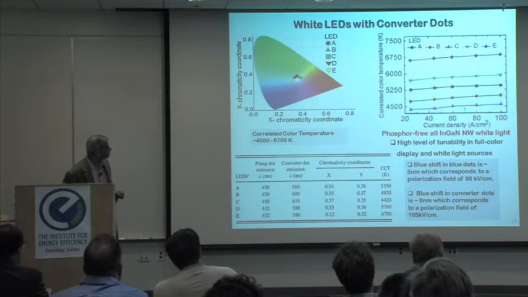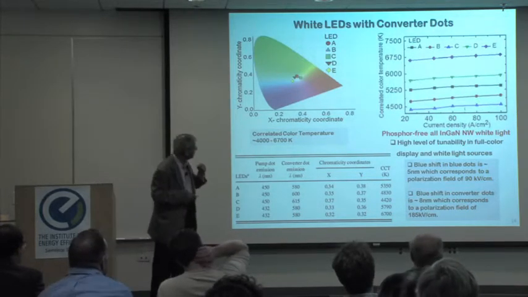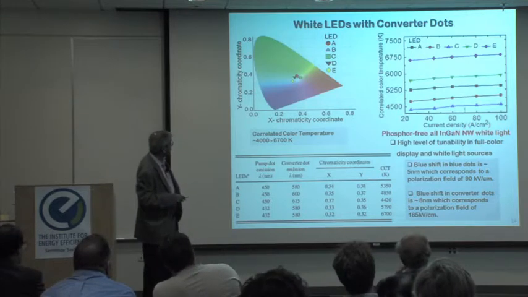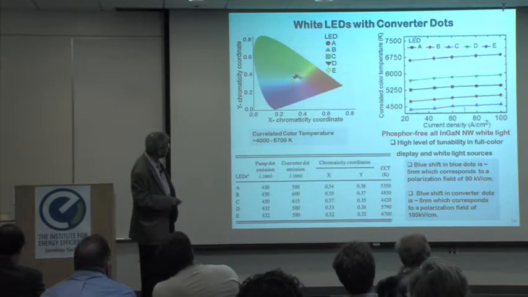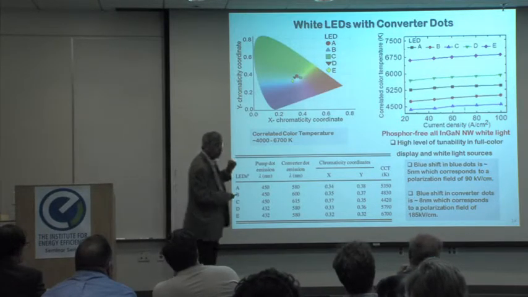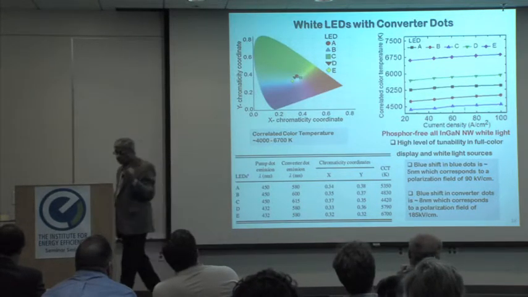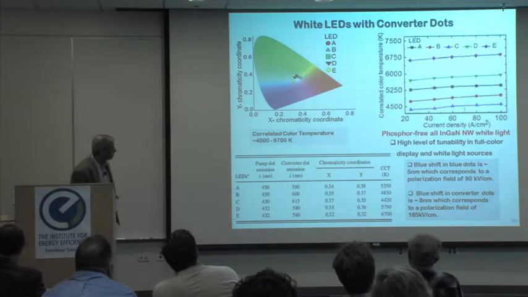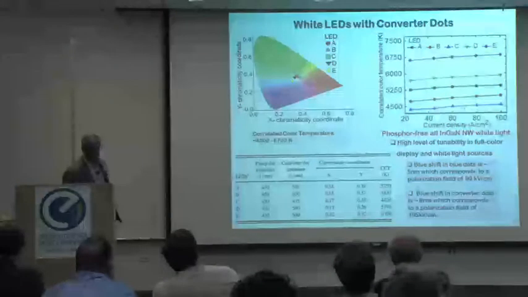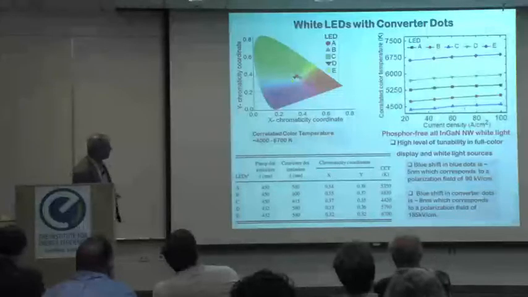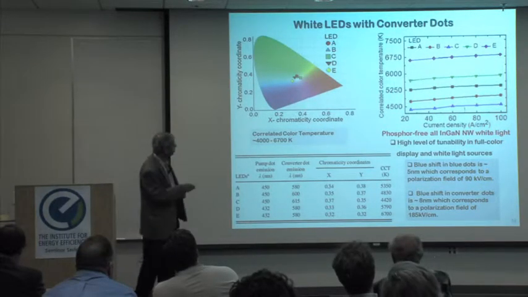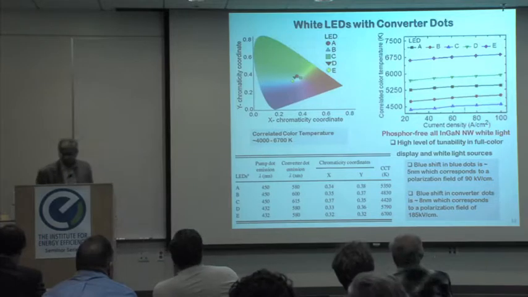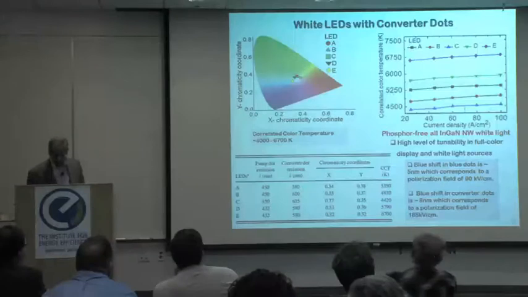And the other good feature is that the variation of the color temperature with the current density is very, very small, and this I believe is due to the small polarization field and therefore the small Stark effect shift in these quantum dots. So this work was really done in collaboration with Osram in Regensburg, and they are now prototyping this in their lab.